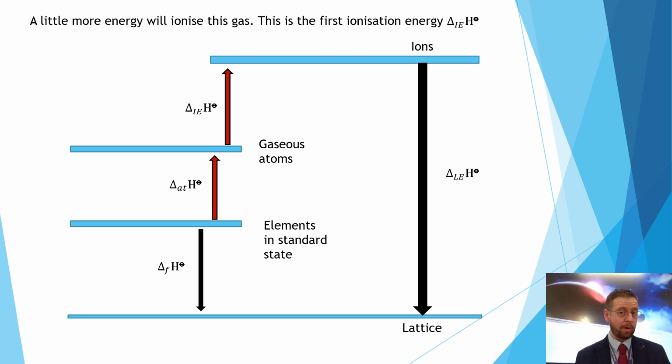A little bit more energy will ionize this gas, because those electrons have an ionization energy. A small amount of energy in will remove the outermost electron. And so we call that delta IE, as in ionization energy. And this actually is something we have to put energy in, so the arrow goes up. It's an endothermic process, and this takes us to the top.